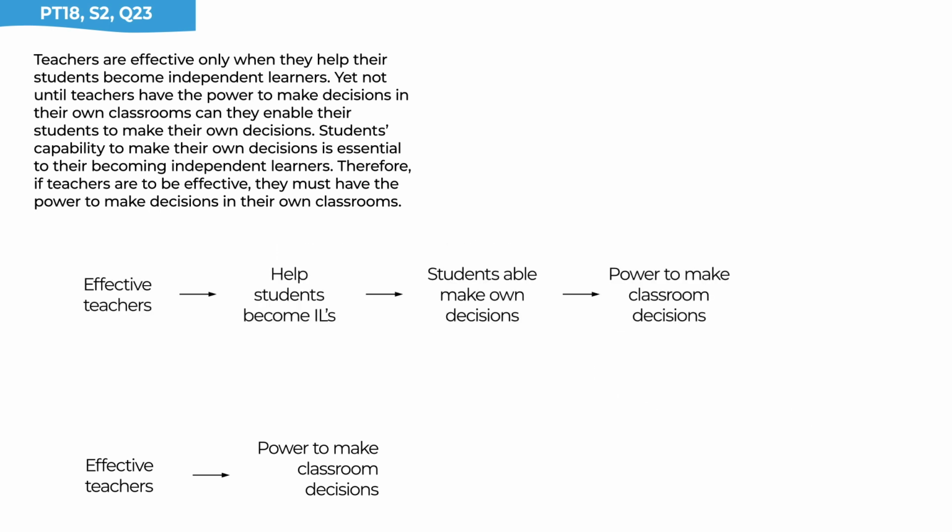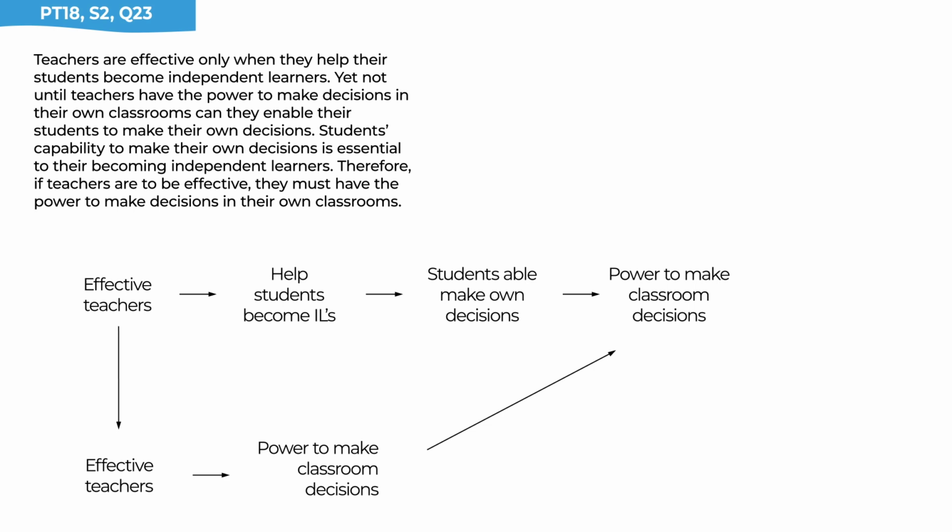So let's synthesize it and make this look a little bit easier. If you're an effective teacher, you can help your student become an independent learner, which means that student is able to make his or her own decisions, which means that you, the teacher, clearly had the power to make classroom decisions.